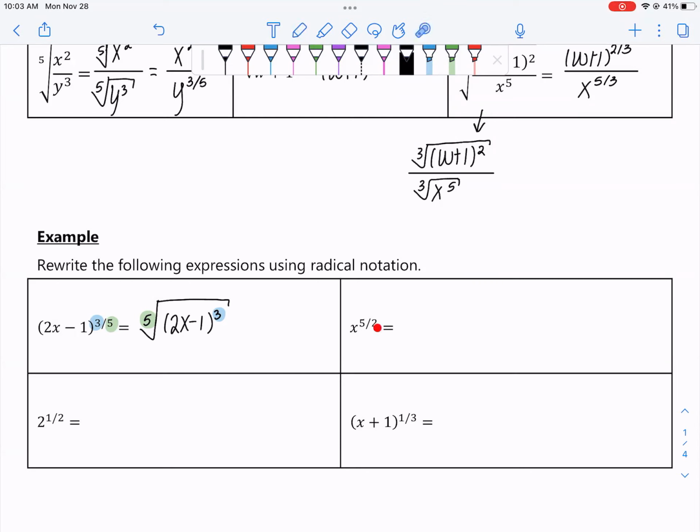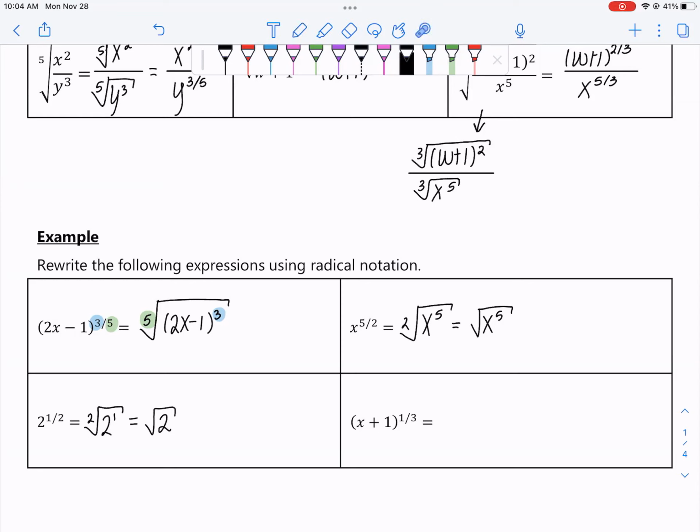That 2 is a square root. I'm going to write it that way at first. Square root of x raised to the 5th. The square root is unnecessary, so we will just write x to the 5th with the radical, but not the 2. For 2 to the 1/2, the power is 1, the root is 2. So we have the square root of 2 raised to the 1, which is just the square root of 2. So the way we write square root of 2 as an exponent is 2 raised to the 1/2 power.